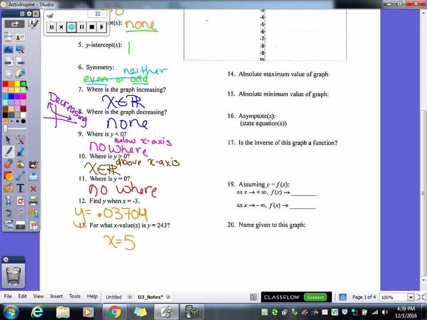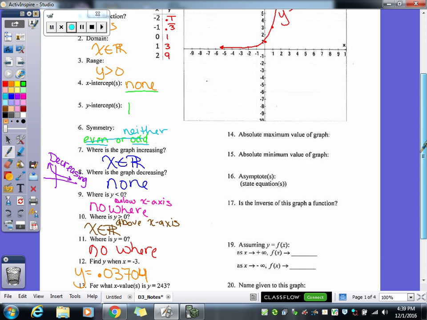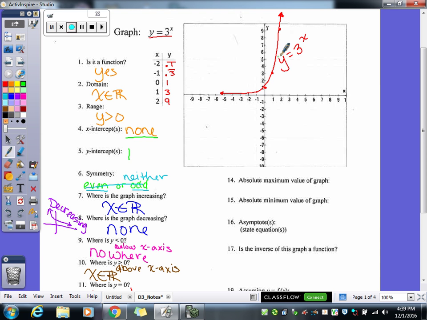Number 14, what is the absolute maximum value of the graph? Well, we got an arrow going up here. So this graph's going to continuously be increasing. So it'll never have an absolute maximum. Then they want to know the absolute minimum. The graph's going to keep going down and down and down. You can't predict where the absolute minimum is going to be. So we're going to write none.